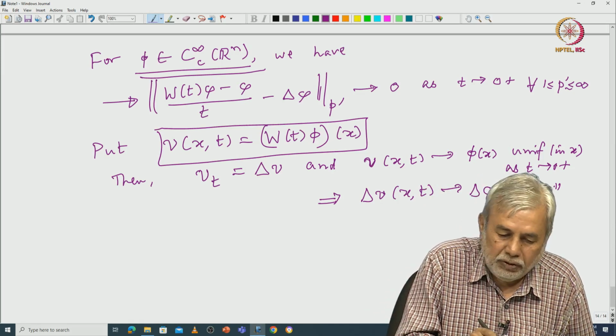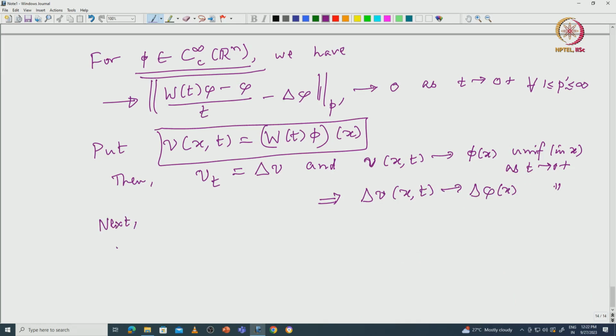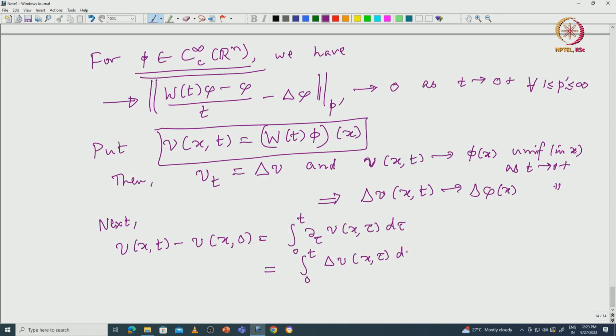Okay. So next, we have v of x, t minus v of x, 0. I get just the integral from 0 to t of v_tau of x, tau d tau, but they satisfy the heat equation, so you just get the integral from 0 to t of Laplacian v of x, tau d tau. Now you divide by t, and let t tend to 0.